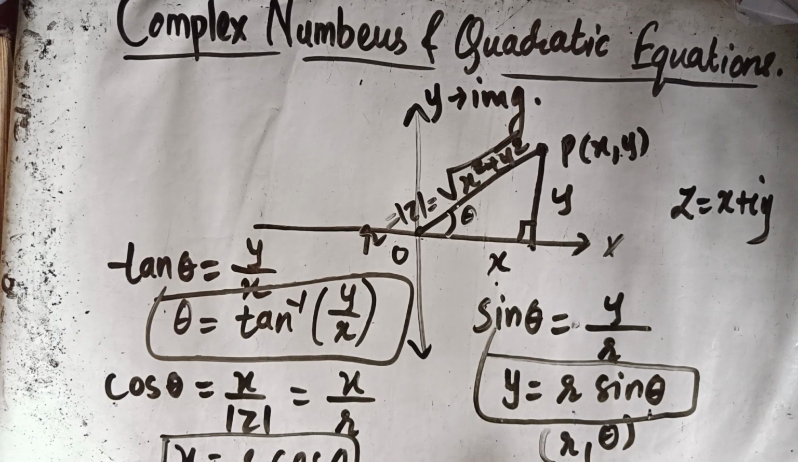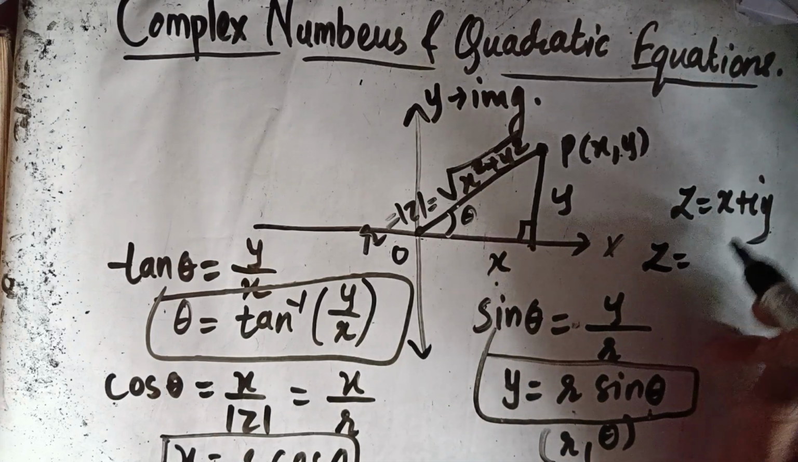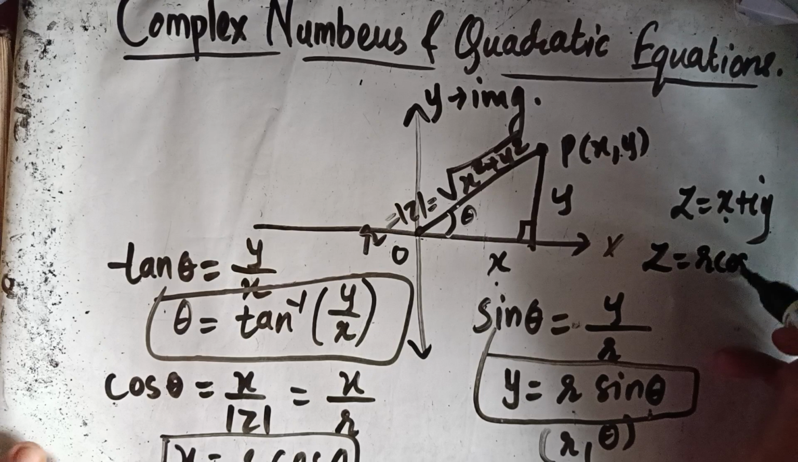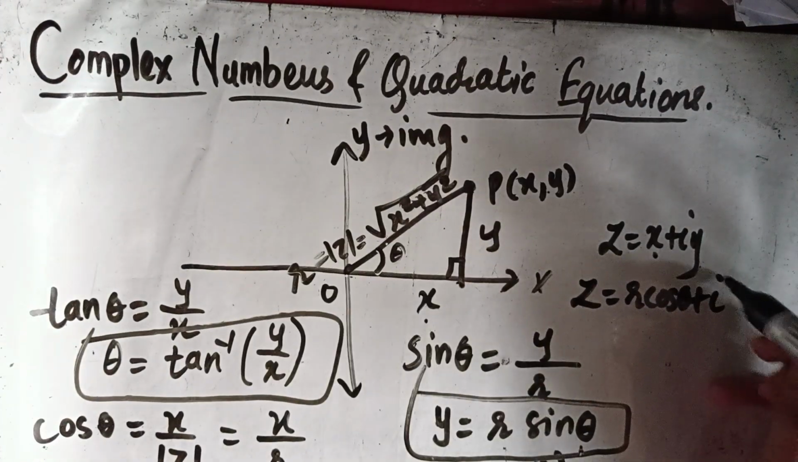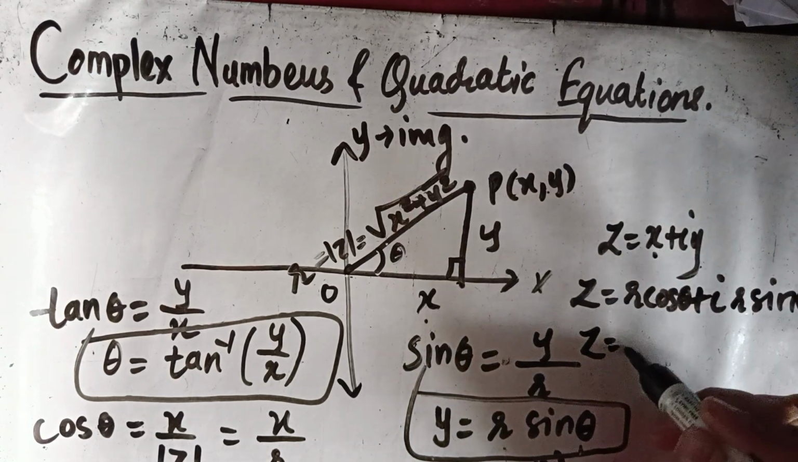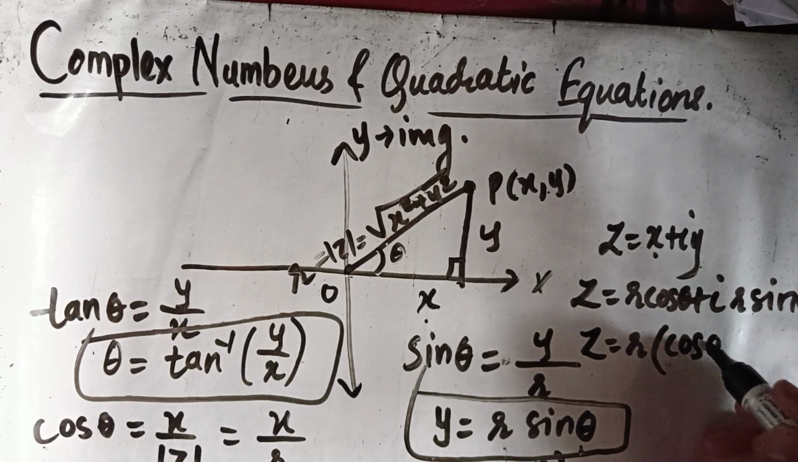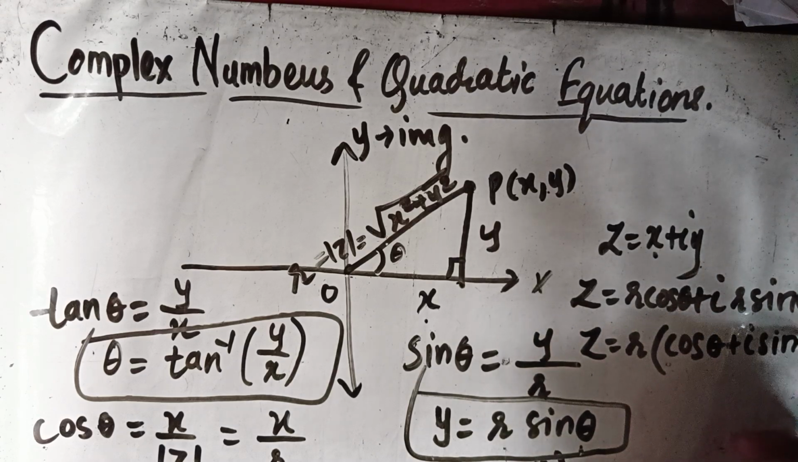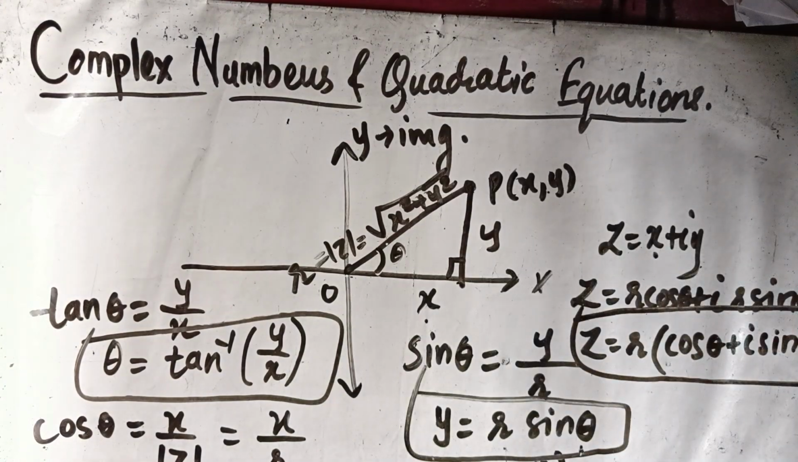So our z becomes, z is x plus iy. So in place of x, you have to write r cos theta, and in place of y, you have to write r sine theta. So our z is r, you can take common, cos theta plus i sine theta. Okay, this is the polar form of the complex number, where r is root of x square plus y square, that is modulus. And theta is the argument or the amplitude of z.